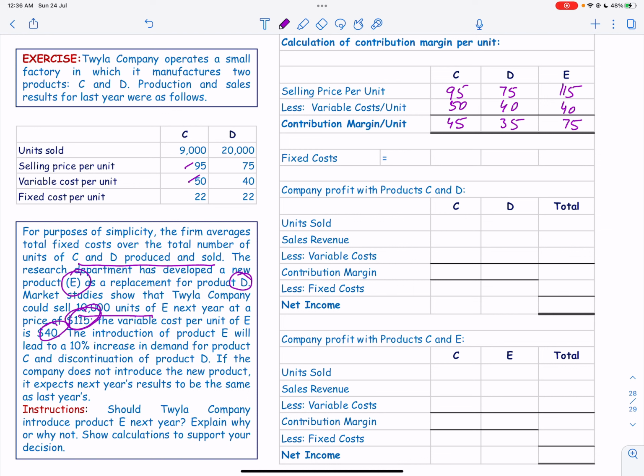Now the fixed cost is 22 times 9,000, that is 198,000, and 22 times 20,000, that makes 440,000. So the total is 638,000. So this will be our total fixed cost. Now the units sold for C are 9,000. And for D it is 20,000.